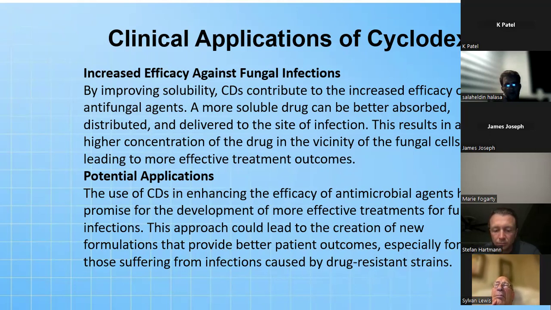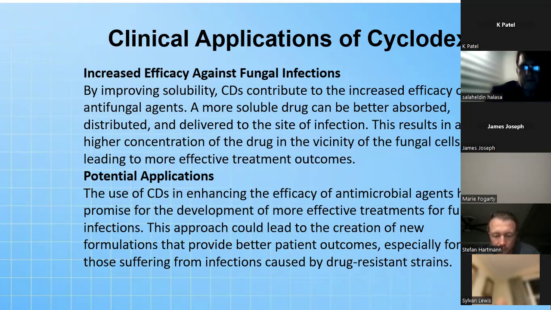Right. So anyway, it will increase the effects against fungal infection by improving the solubility, changing the pharmacokinetics, and contributing to the increased efficacy of antifungals, especially if they are fat soluble or poorly soluble in water. A more soluble drug can better absorb, distribute, and be delivered into the site of infection. This results in a higher concentration of the drug in the vicinity of the fungal cells, leading to more effective treatment. And so the use of cyclodextrin to enhance the efficacy of antimicrobial agents holds promise for the development of more effective treatment for fungal infection. This approach can lead to the creation of new formulations that provide better patient outcomes, especially for those suffering from infections caused by drug-resistant strains, right?